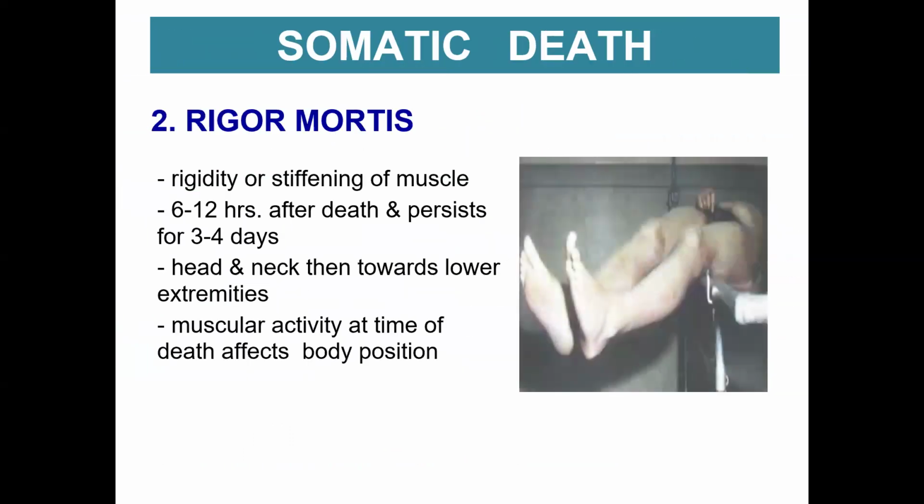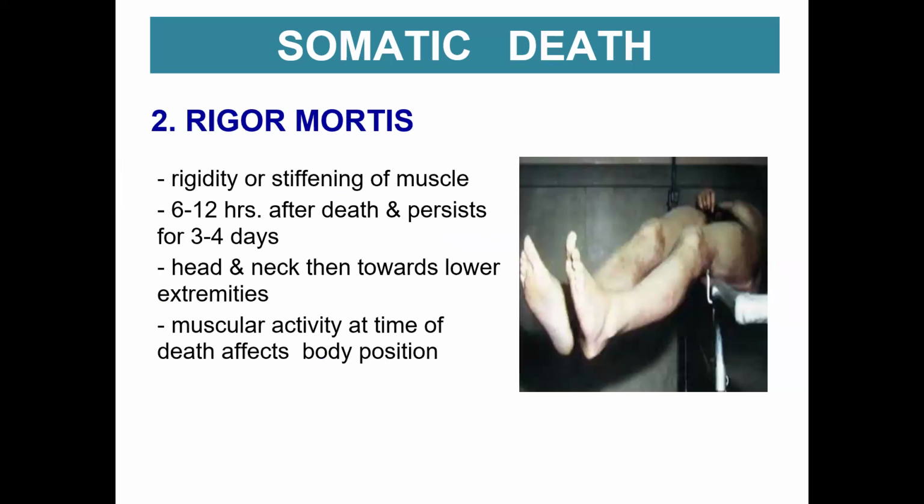Rigor mortis is the rigidity or stiffening of the muscle approximately 6 to 12 hours after death, and it may persist for 3 to 4 hours. The head and neck start, then it proceeds towards the lower extremities. The muscular activity at the time of death basically affects the position. So if the person died sitting and was found quite a while later, you would see the patient still sitting, stiff.